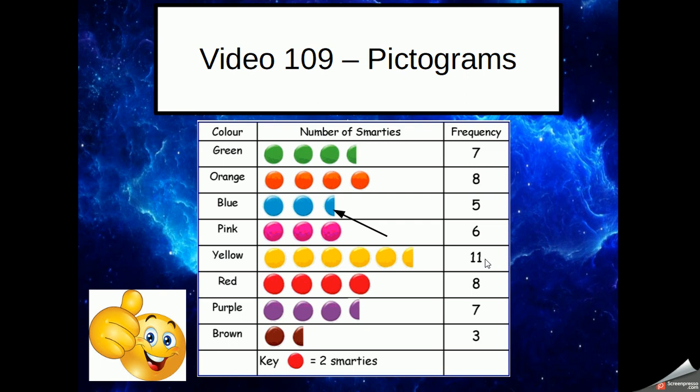And that's about it with pictograms. Just remember that we need a key down the bottom, which tells us what one picture represents, and we can have fractions to represent part of that. In this case, we've used half of a Smartie to represent 1 because half of 2 is 1.